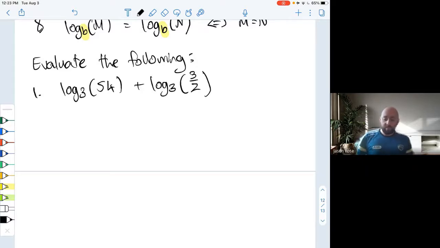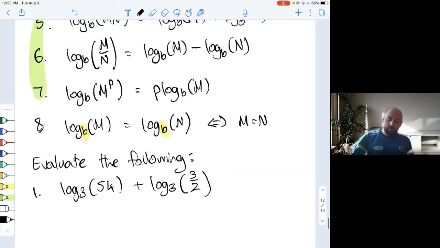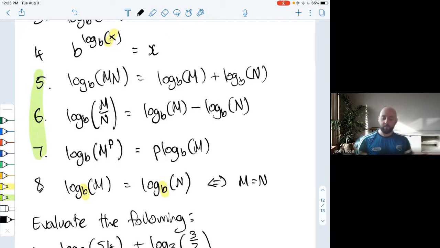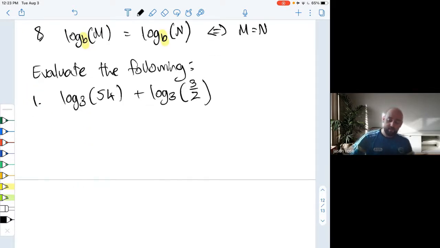But now I have more tools in my toolbox than just saying, oh, 3 to the power what makes 54. What I can do is go back up and look at some of these laws. Now, the one that's standing out to me is law number 5. Because that one, and I'm looking at the right side of it, is log to the base b of m plus log to the base b of n. If I have the same base, which I do here and here, by rule number 5, I can say that that is going to be log to the base 3 of 54 multiplied by 3 over 2.